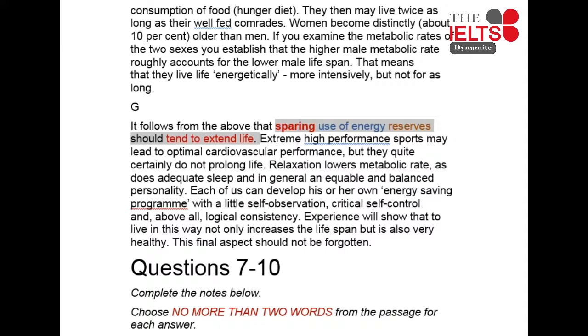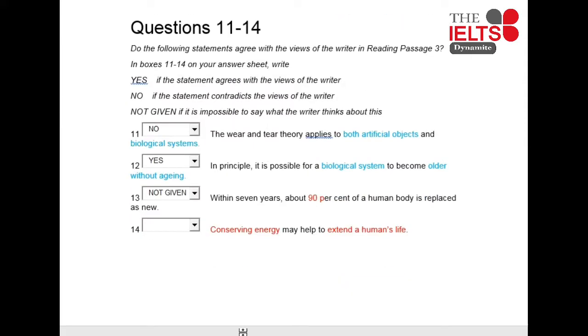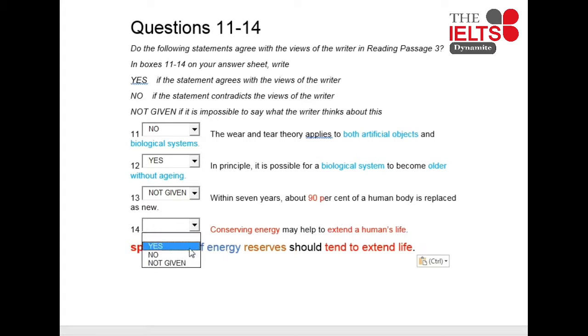Let's take it down here and compare it. Sparing use of energy, conserving energy: the same, but with the use of synonyms. Sparing is like conserving. Reserves should tend to extend human life. Here, tend to extend human life, the same. So the answer must be yes.